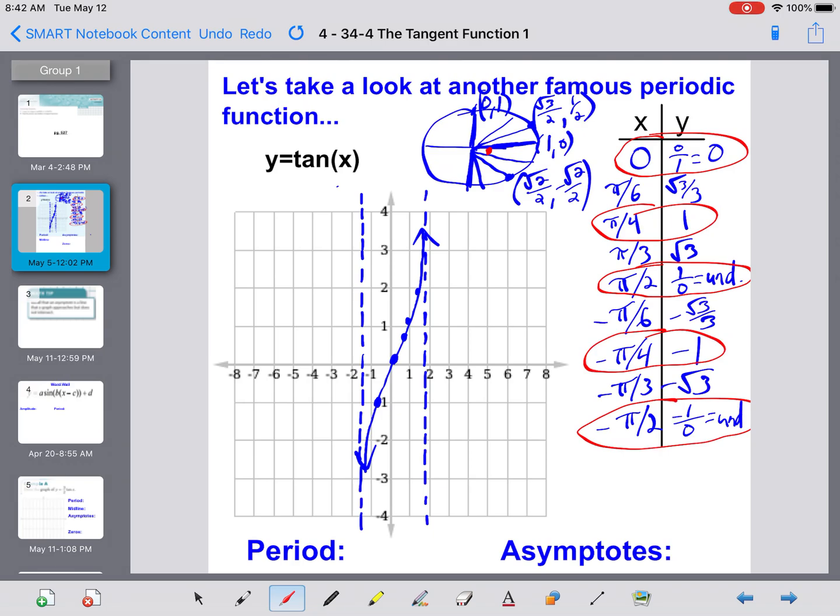Now, the difference with this, though, is look how far it is between these asymptotes. If you go from positive pi over 4 to negative pi over 4, right? That's a distance of pi radians. So my period for tangent is pi. That's another difference between tangent and the cosine and sine graphs, is that we have a different period, okay?